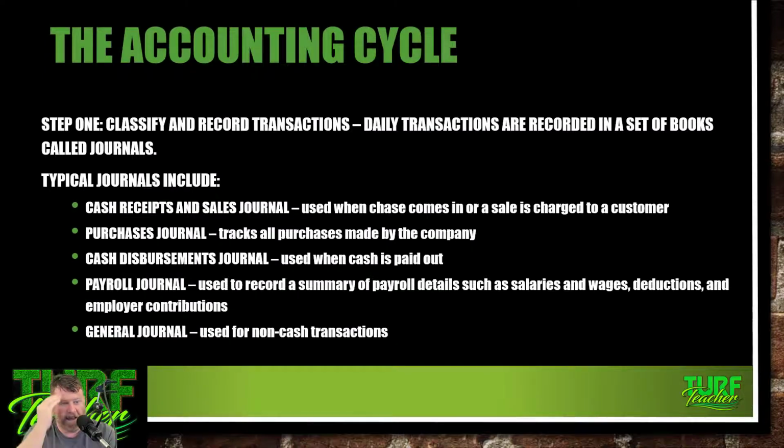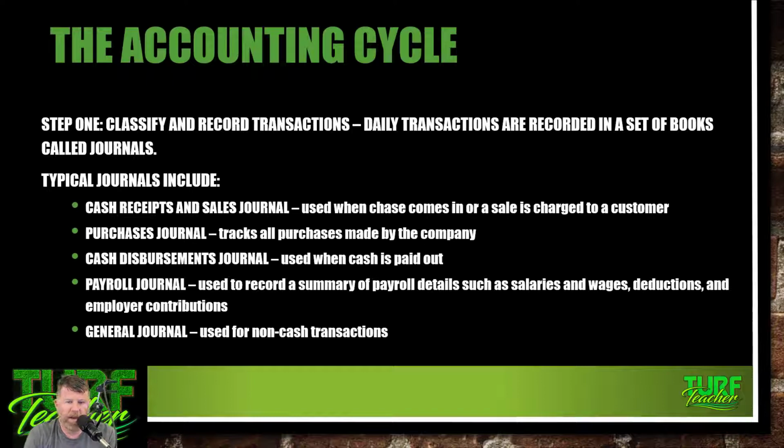So with the accounting cycle, step 1, you need to classify and record transactions. Daily transactions are recorded in a set of books called journals. Now, these journals don't necessarily have to be a book. You can set up an Excel sheet or you can track it through QuickBooks. But typical journals are going to include cash receipts and sales.